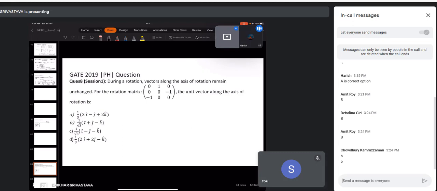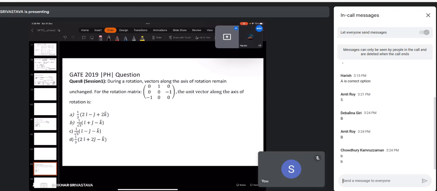So here, the question appeared in GATE 2019. I also gave the exam in 2019 only, so I remember this question. The question is that during a rotation, vectors along the axis of rotation remain unchanged. So for a given rotation matrix, the unit vector along the axis of rotation is what? So you need to understand this question.